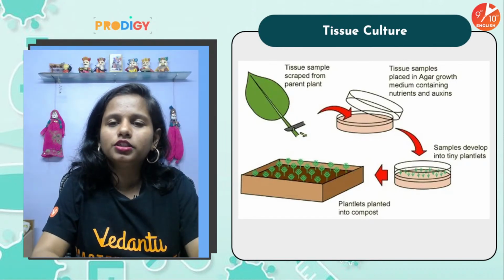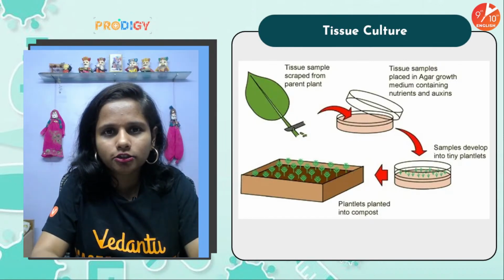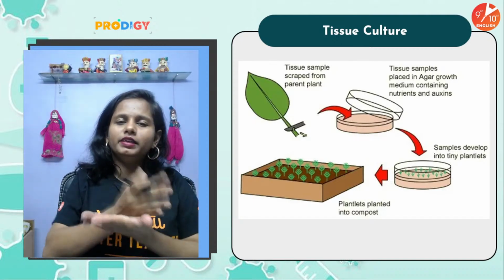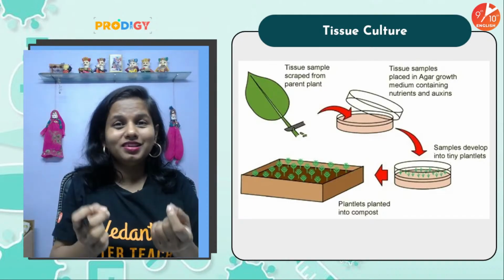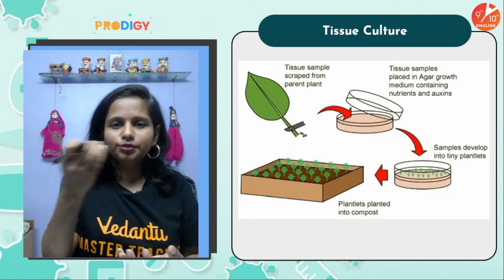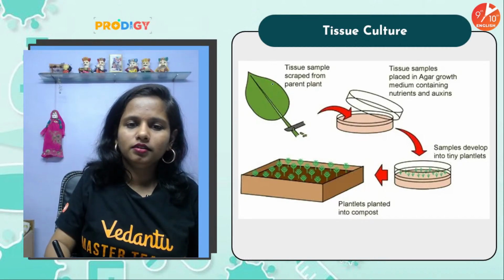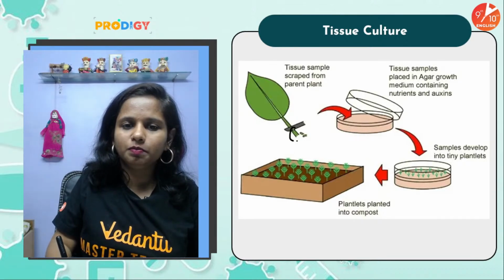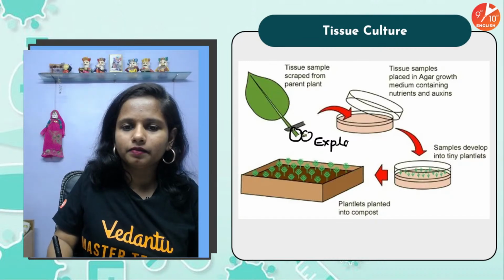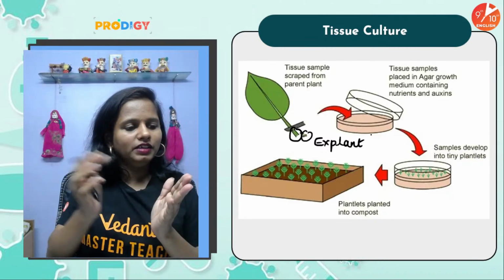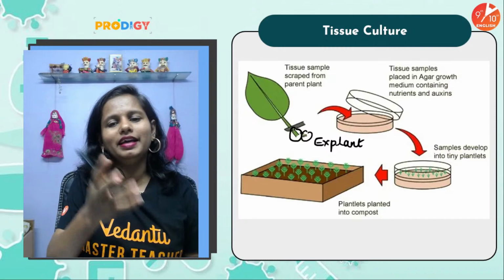Now guys, tissue culture. What is done in tissue culture? The rapidly dividing tissue, that's the meristematic tissue, is removed from the plant. So see, this is the leaf. If we remove this part, this small part will be called the explant. We have removed it from the plant, so that's called an explant.